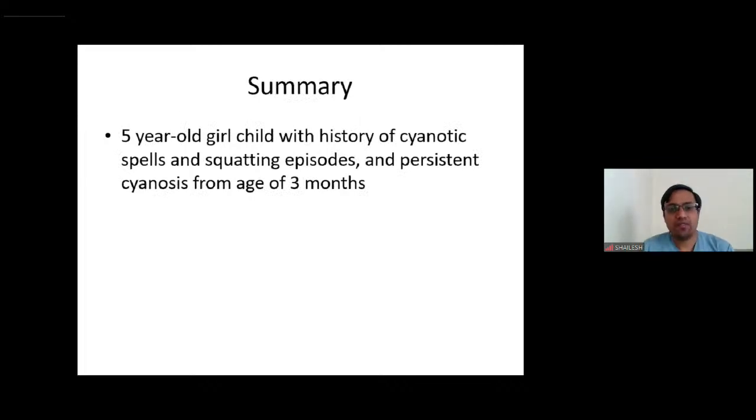To summarize the history, we have a 5-year-old girl child who presented with a history of cyanotic spells and squatting episodes, associated with persistence of the cyanosis from the age of 3 months.